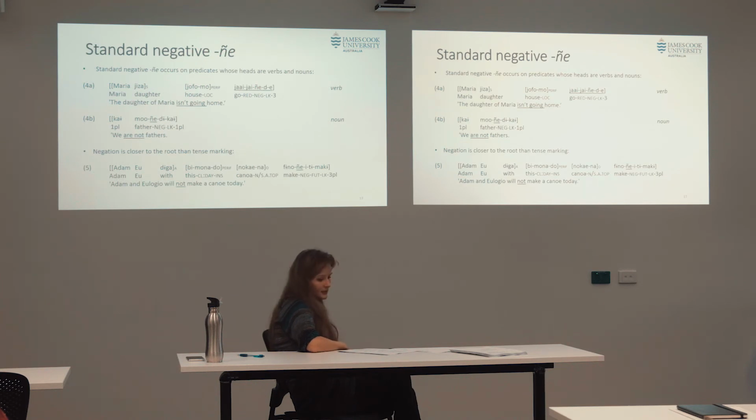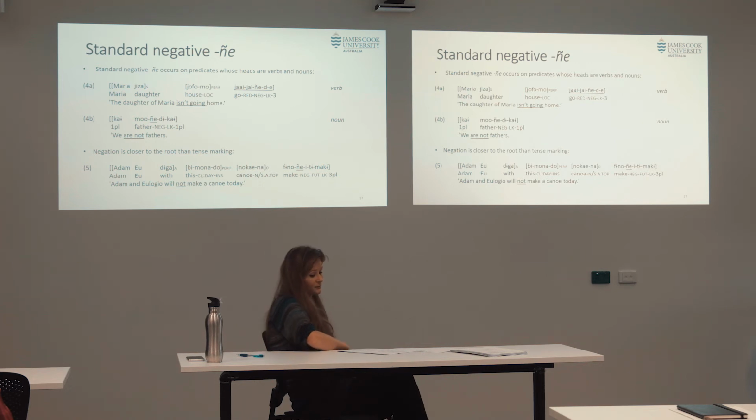So the standard negative marker nie occurs on predicates whose heads are verbs, that can be both intransitive and transitive, and nouns, which are always, in this case, intransitive. So I give you an example here in 4a, Maria hitha hopomo hai niede, the daughter of Maria isn't going home, that's a verb, hai, to go. And in 4b you have kai moniedikal, we are not fathers, with the noun mo, father.